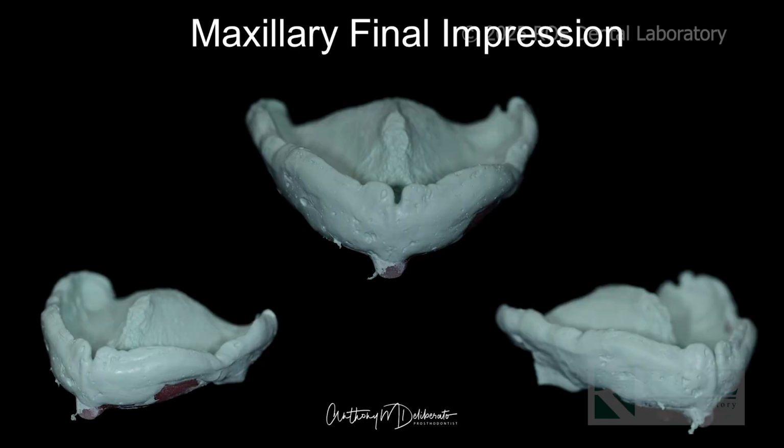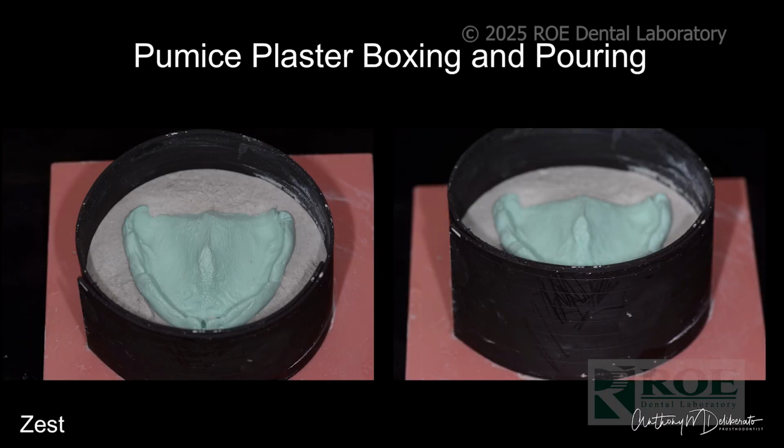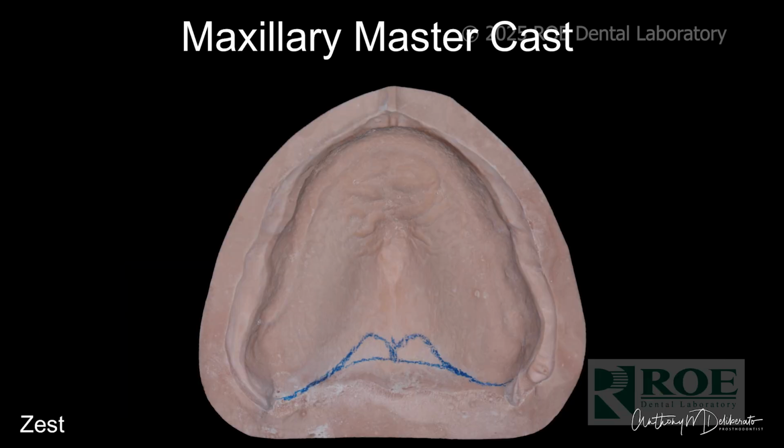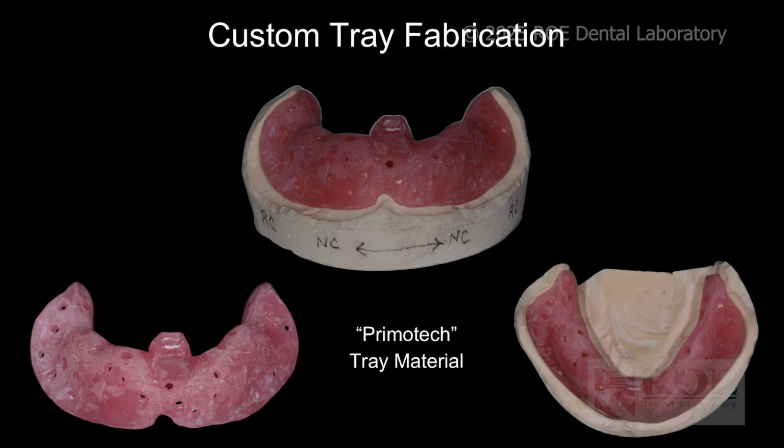Okay, so there's our final impression, capturing all the landmarks. Again, we don't want to invert these. I box these with this little magnet. I make a little putty pumice plaster mixture that I box the case with. Pour up our models, create a vibrating line, posterior palatal seal, carve that out.